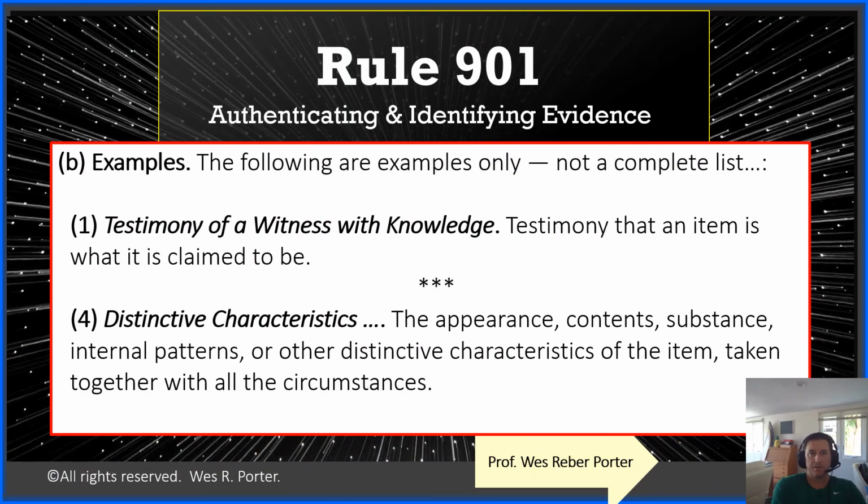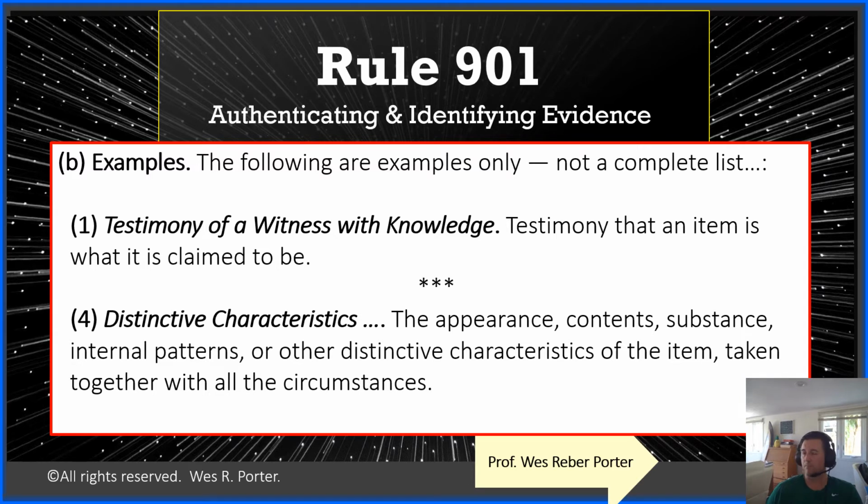Here's 901(b), some of the examples. There are two that I think are really worth highlighting because this is how most of it happens. B1 is, like I say, a healthy percentage of the time when you're authenticating something, you're just taking the testimony of a witness with knowledge. That is, someone comes in and says, I recognize that photo. I recognize that piece of real evidence, that hammer. I know what that is, right? I am a witness with knowledge.